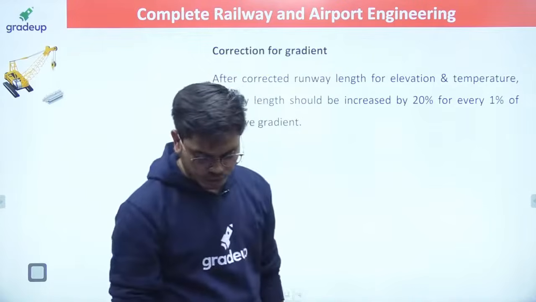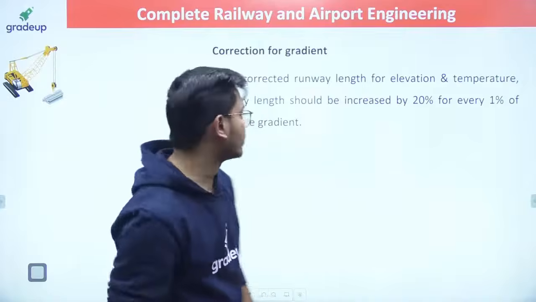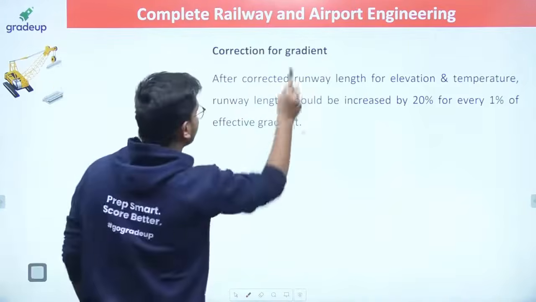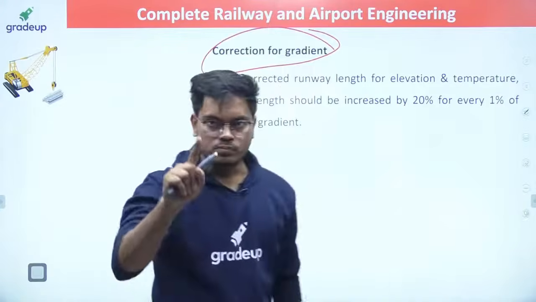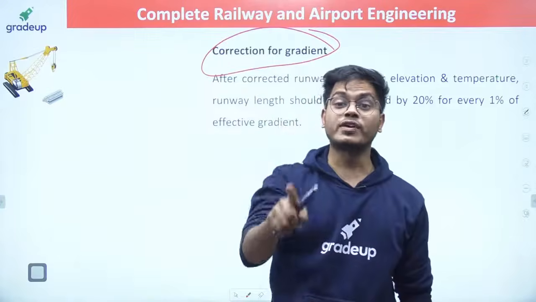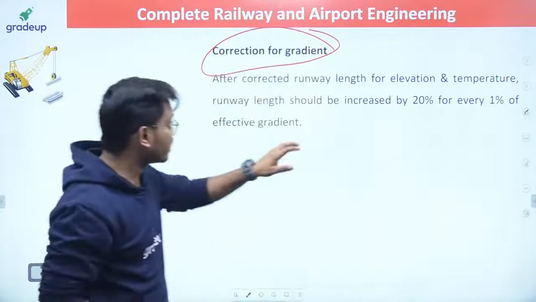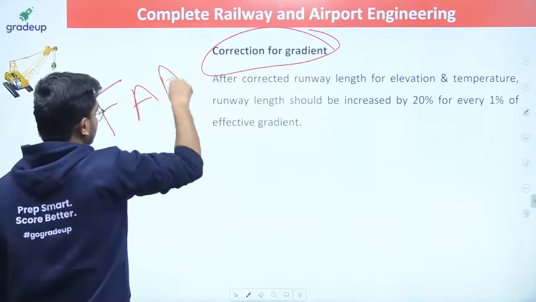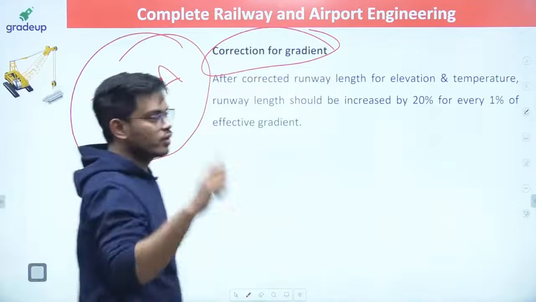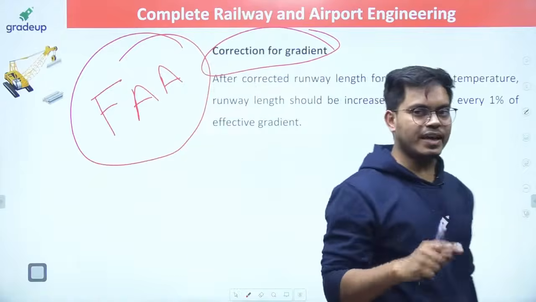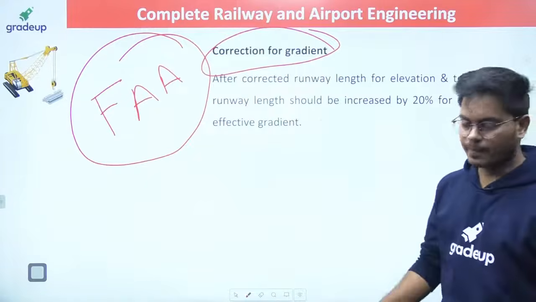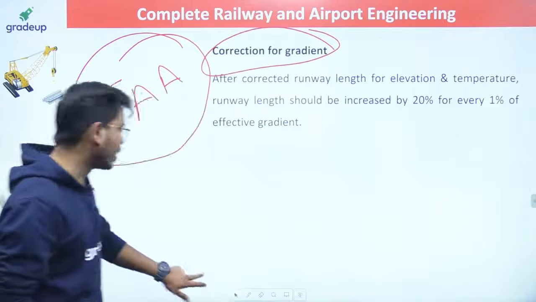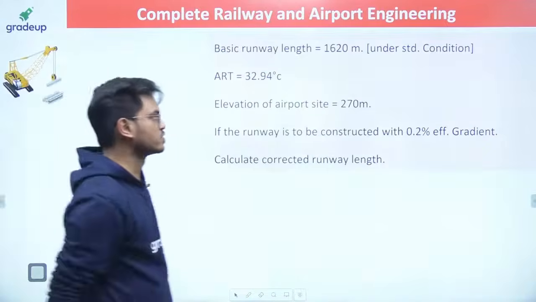Now guys, let's solve the question with full power. Everybody, are you ready? Also, the first two corrections were given by ICAO. This one is given by FAA. First two corrections were given by ICAO. This is given by FAA. Right? Now let's solve the question to get the complete feel of the concept.